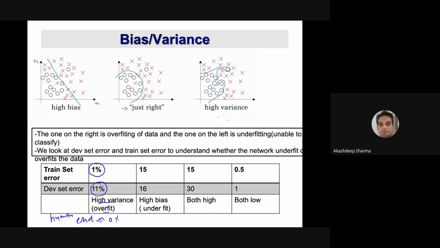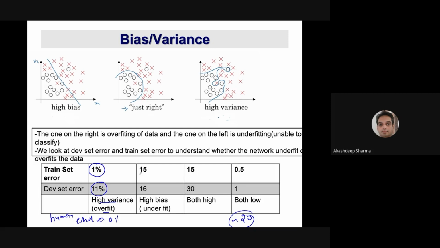But for a problem where human error is higher, say the human error is 20%, for 20%, even all of them may make sense. So these numbers are in a form that assumes that human is almost perfect, right?